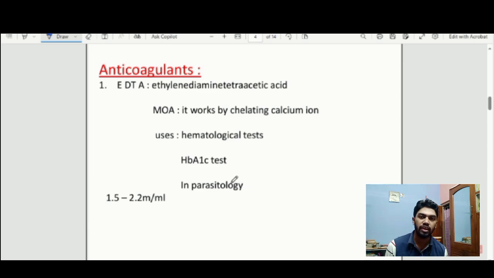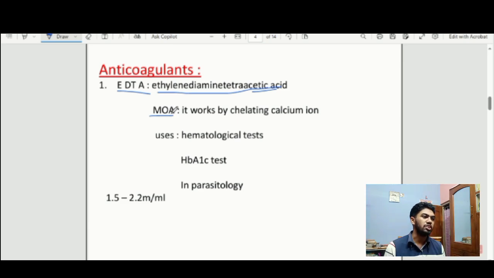There are different types of anticoagulants used in our general laboratories. What is an anticoagulant? An anticoagulant is a chemical that prevents clotting. Okay, so first we will start with EDTA. EDTA means ethylene diamine tetraacetic acid. You have to know this full form of EDTA.